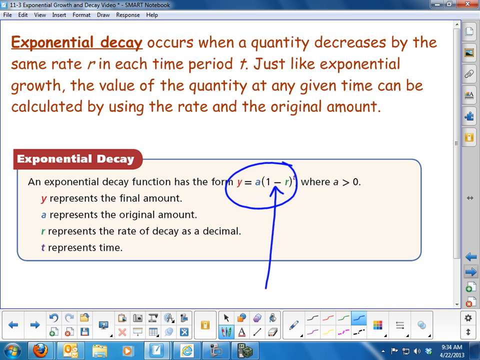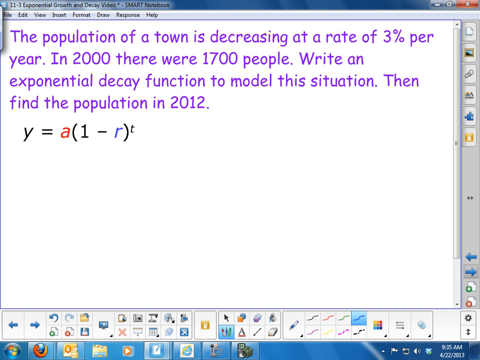So write this formula down. This is decay. When the quantity is decreasing, you've got to subtract, as opposed to exponential growth, when something's growing, you add. So that's the only difference. The variables still stand for the exact same thing. So write that down. Let's look at an example.